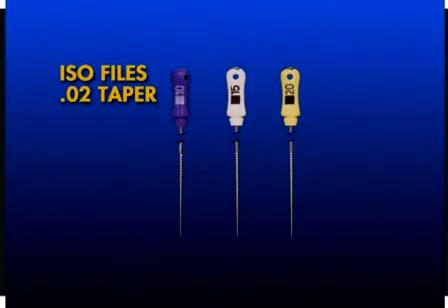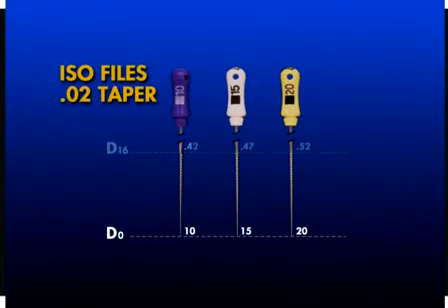ISO-sized instruments are available in different lengths, but in common they have 16 millimeters of cutting flutes. The cross-sectional diameter at the first rake angle of any file is termed D0. 1 millimeter coronal to D0 is termed D1, while 2 millimeters coronal to D0 is called D2, and so forth. The most shank-side cutting flute is 16 millimeters coronal to D0, represents the largest diameter and most active aspect of the instrument, and is termed D16.